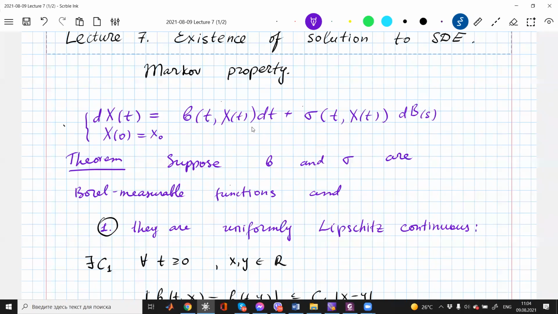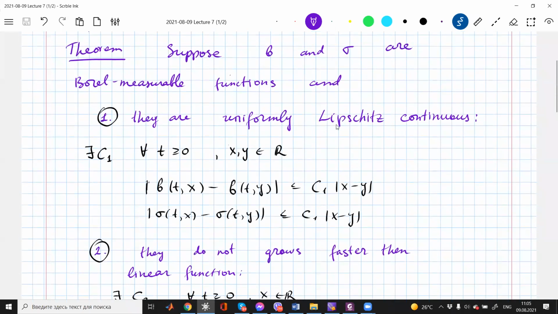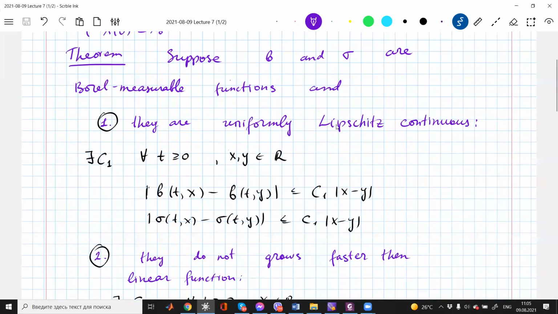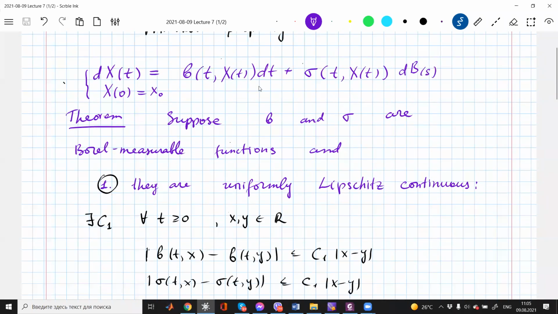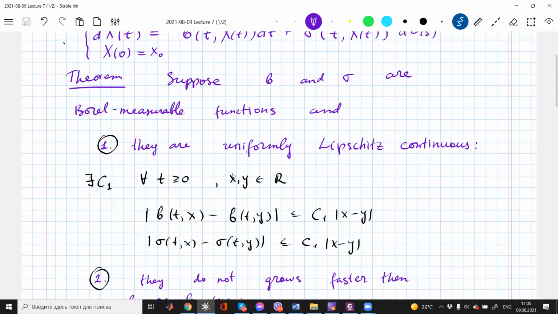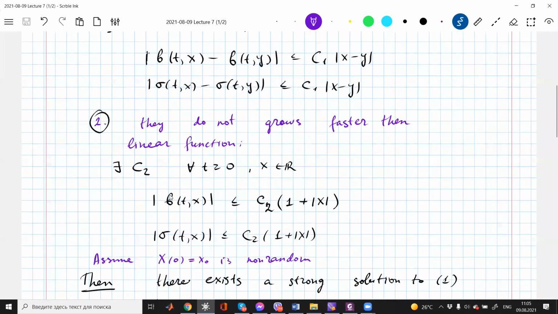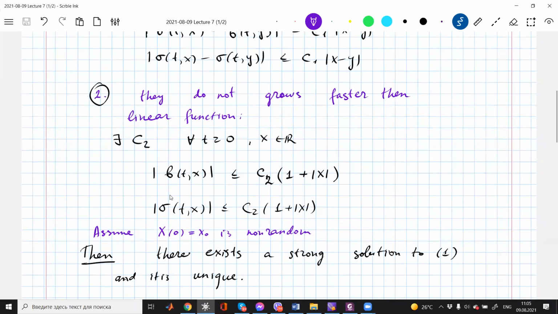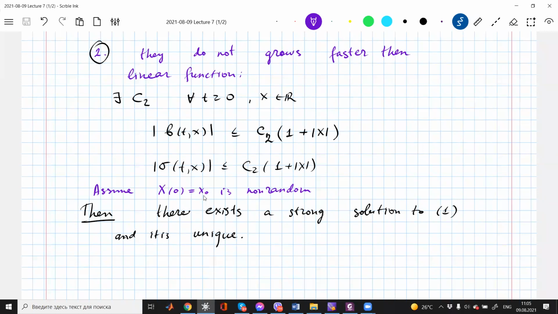And in the previous lecture, we discussed in what sense we understand that the process X is a strong solution to such a stochastic differential equation. And we formulated the following theorem. We have some assumptions on the coefficients of the differential equation. So we have uniform Lipschitz continuity of b and sigma. And we also assume that the coefficients do not grow faster than a linear function. So we have the following upper bounds for these functions. And now we consider a non-random initial point.